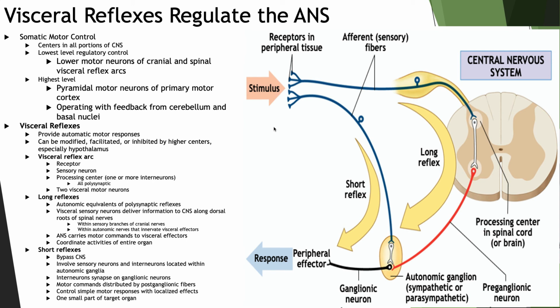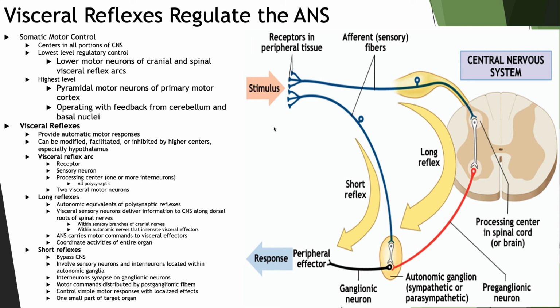Each visceral reflex arc consists of a receptor, a sensory neuron, a processing center, or one or more interneurons, and two visceral motor neurons. All visceral reflexes are polysynaptic. They can be long reflexes or short reflexes. Visceral sensory neurons deliver information to the CNS. It travels along the dorsal roots of the spinal nerves, within the sensory branches of the cranial nerves, and within the autonomic nerves that innervate visceral effectors. The processing steps involve interneurons within the CNS. The ANS then carries the motor commands to the appropriate visceral effectors.